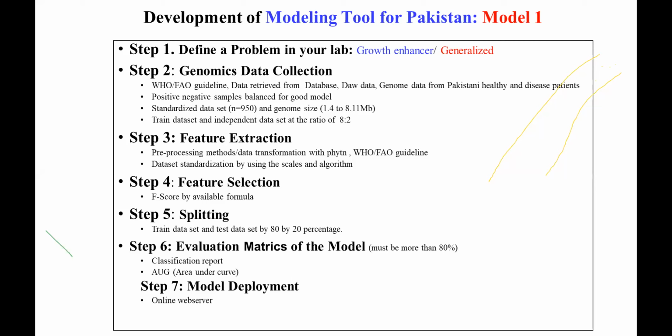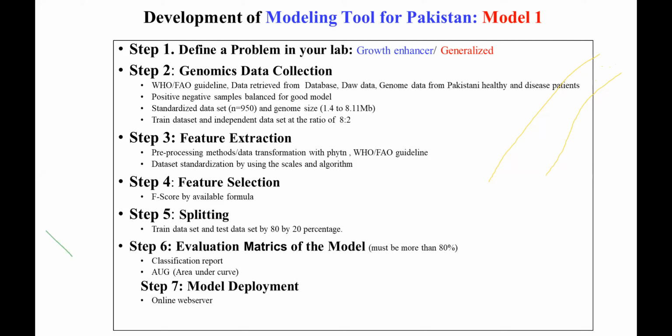The data set should be in a handsome amount to build a good machine learning based tool. And in my lab's case, I took almost 1,000 whole genome sequencing data from NCBI and some data from my own lab. And the genomic size is from 1.5 to 8.1 mega bases.